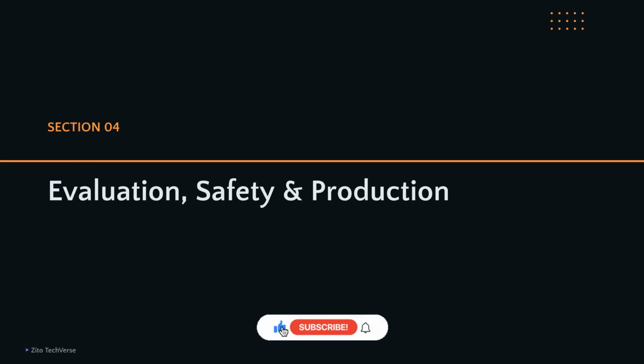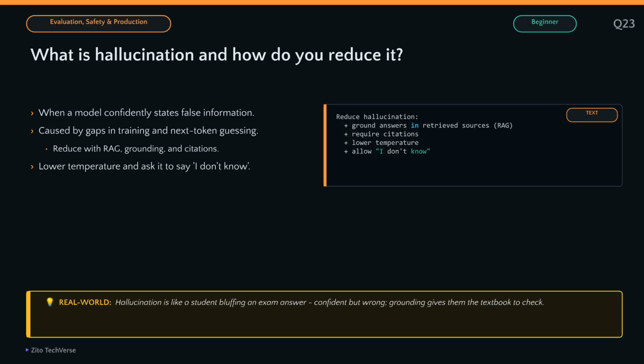Section 4. Evaluation, Safety, and Production. How to ensure your systems perform reliably in the real world. Question 23. What is hallucination, and how do you reduce it? Hallucination occurs when a model confidently asserts false information. You can mitigate this by grounding the model with retrieved sources, requiring citations, and lowering temperature settings.